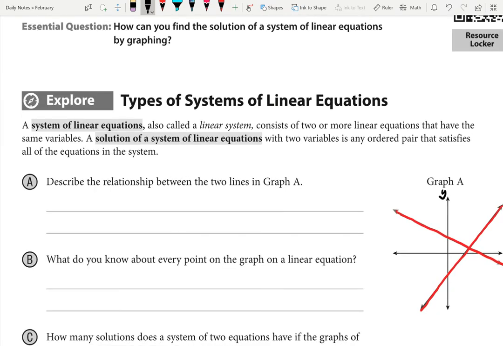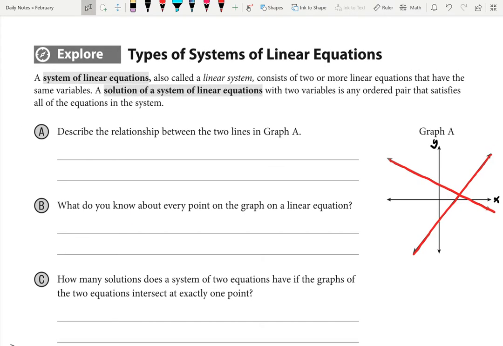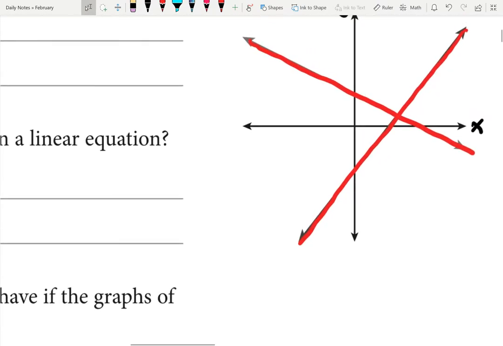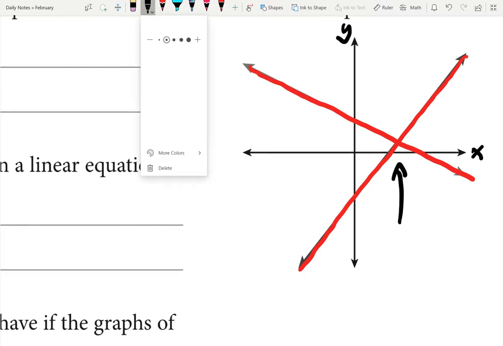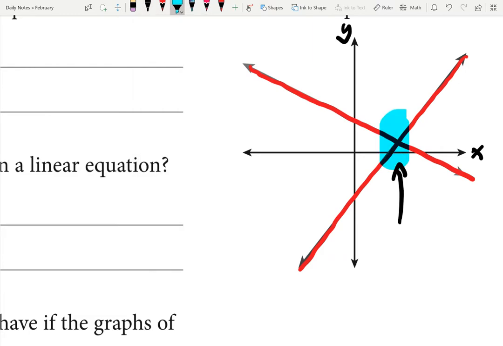So describe the relationship between the two lines. Now, I'm not going to write this down just to save time, but I'll tell you, and you guys could write it down. The relationship between the two lines is that they are different lines, but they do only meet in one place. They only have one point of intersection, and let's use a highlighter here to emphasize it. Here, where they cross, that point of intersection is just one, right?